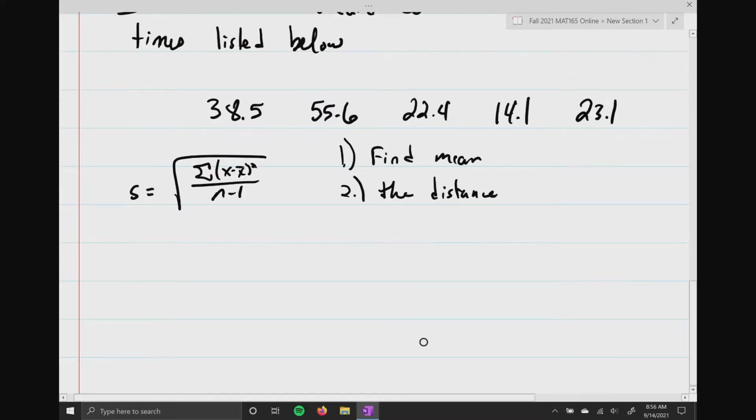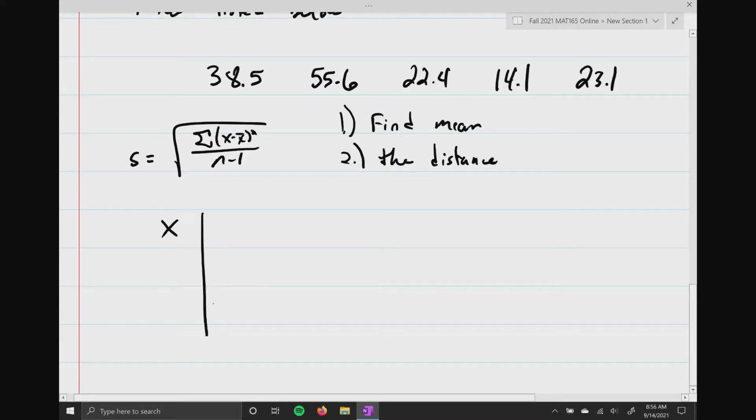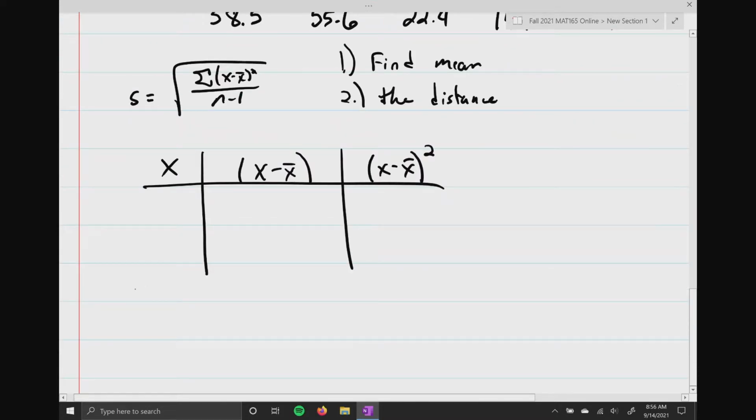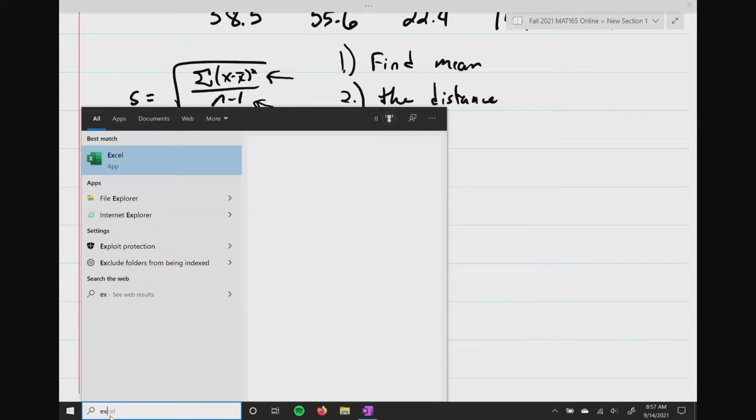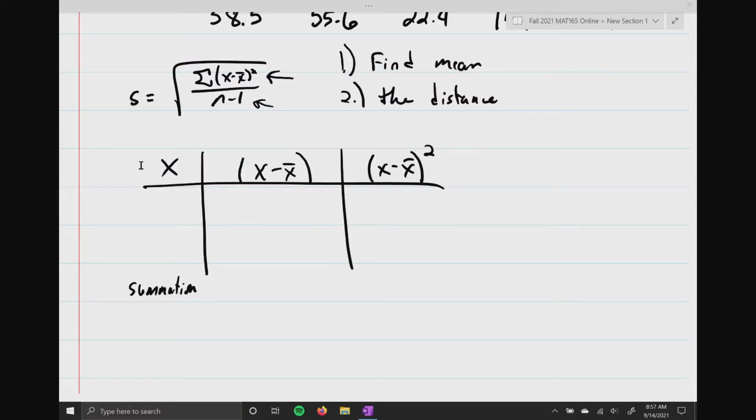So in the guided notes, I have a table that looks like this. And then at the very bottom, it says summation. You're going to find the numerator first, then the denominator second, divide those two numbers, and take the square root. To help us with this, I like to work smarter and not harder, so I'm just going to use Excel.